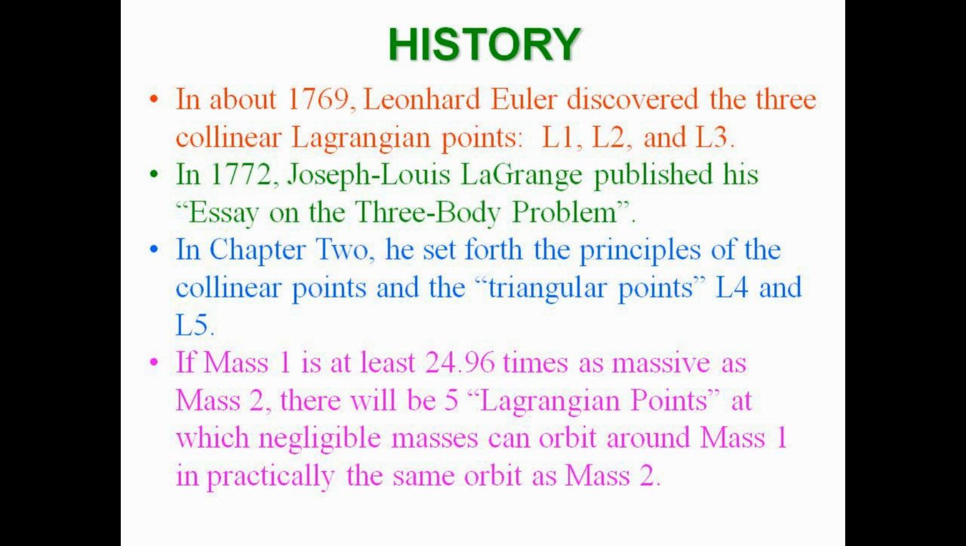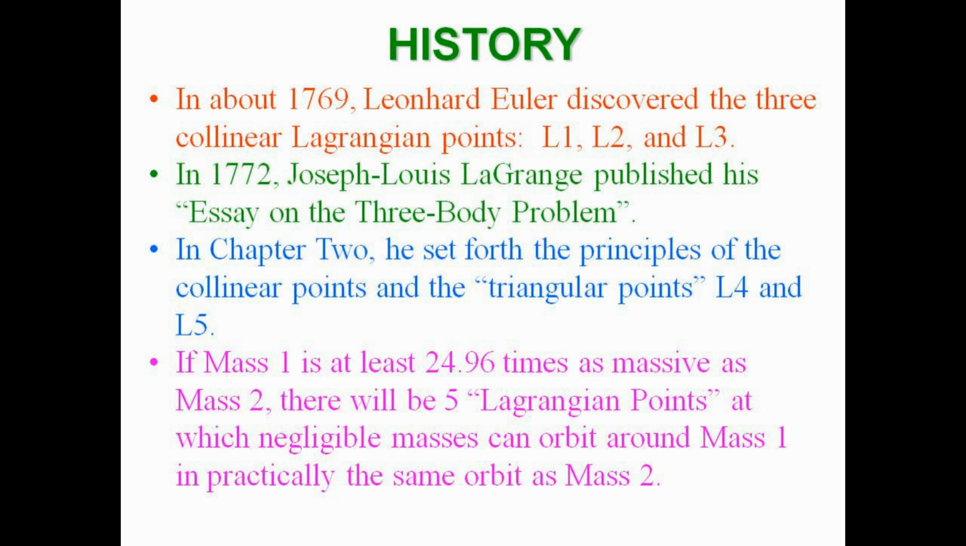1769, so this has been around a good while, even before we were in school. And Leonhard Euler, who's primarily known for mathematical work, discovered the three collinear ones. Remember, the ones that are in a straight line between the two bodies, one on the far side and then on the near side, one towards the central object and the one away from it. He discovered those in 1769.